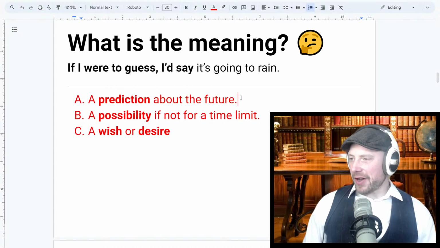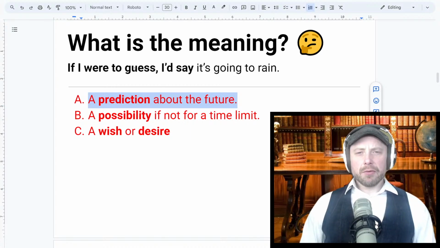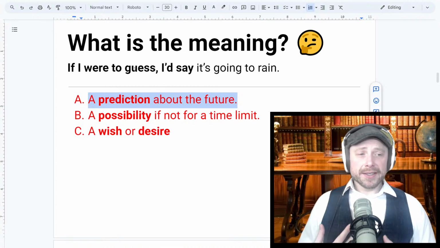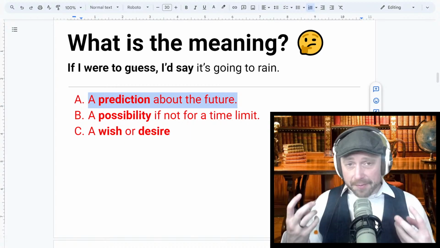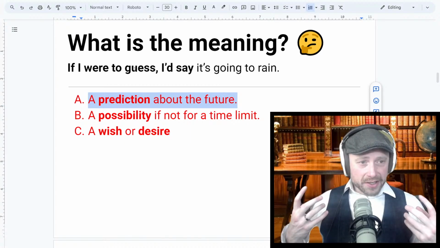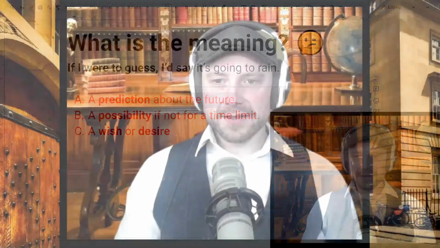All right, well done, folks. We are talking here about a prediction. We could also say that this is a speculation or a piece of deduction. All right, let's go for another one.